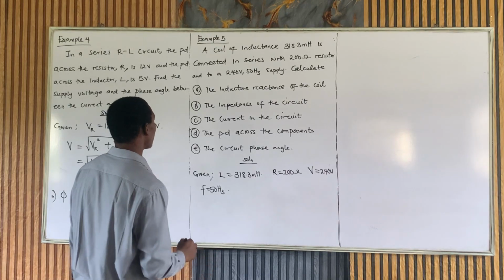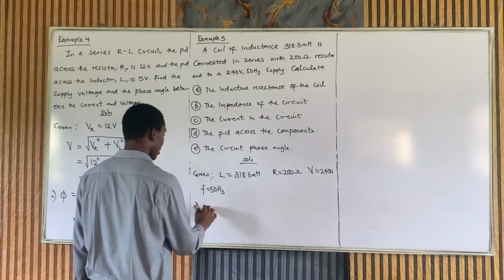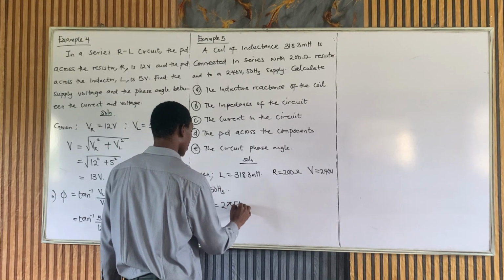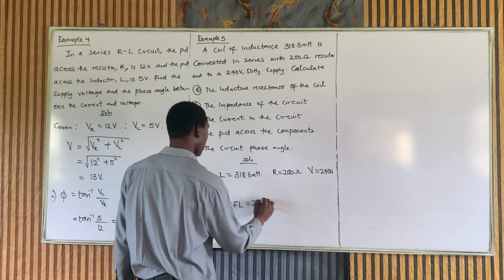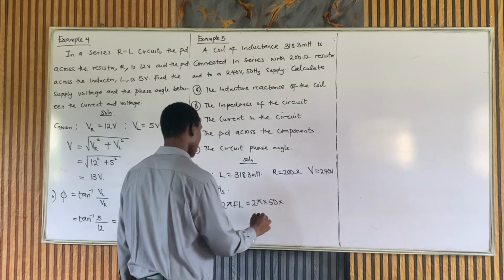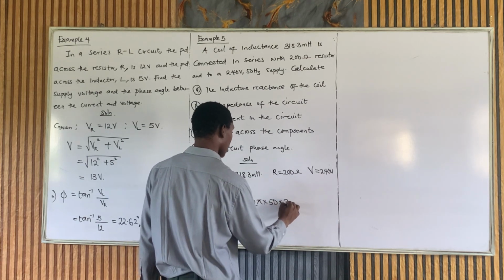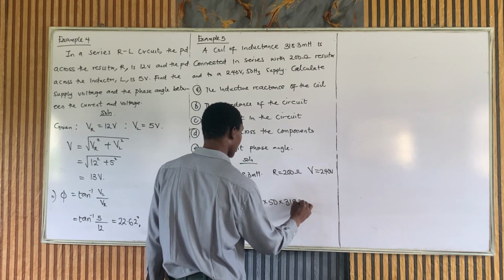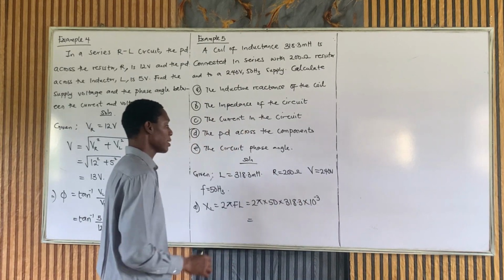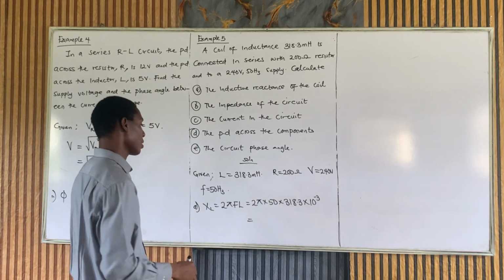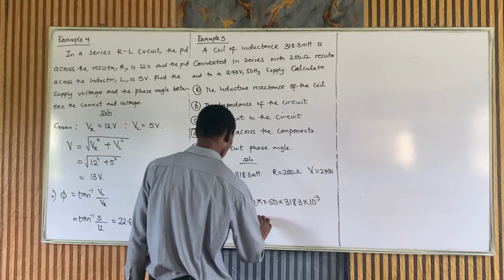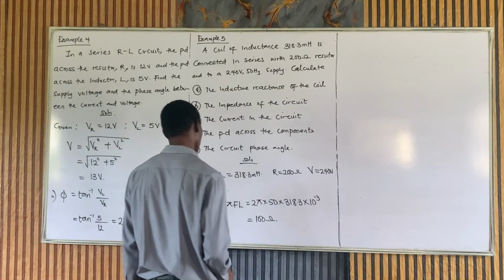Okay, so for the first one, inductive reactance, that's XL. That's given by 2 pi FL. So 2 pi times the frequency, 50, times the L, 318.3 times 10 raised to power minus 3. Because this is millihenry, you convert to Henry. That's 10 raised to power minus 3. So this will give us 100 ohms approximately.